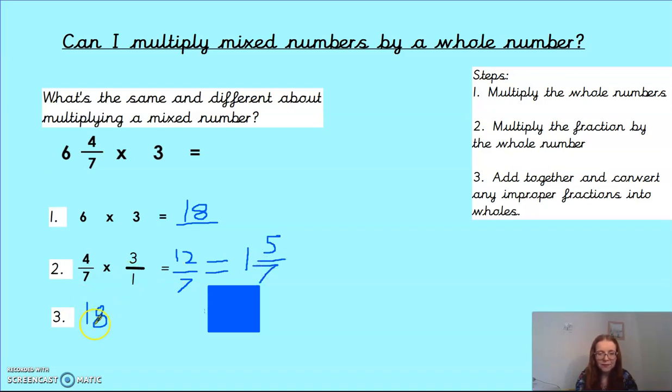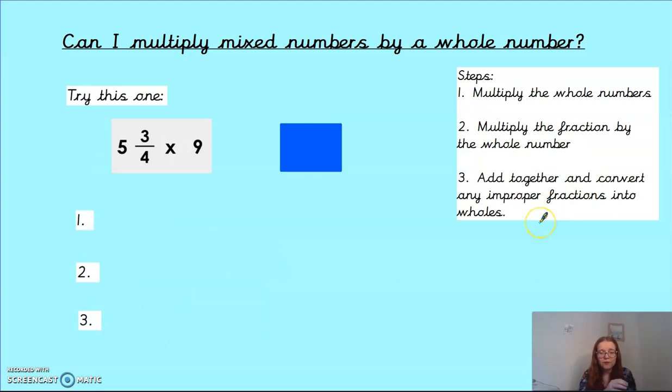Okay, now I can add it to my 18 down here. 18 plus 1 is equal to 19. And then I've got my fraction here, 19 and 5 sevenths. Okay, so now I've got my 3 steps for when I'm using mixed numbers multiplication.